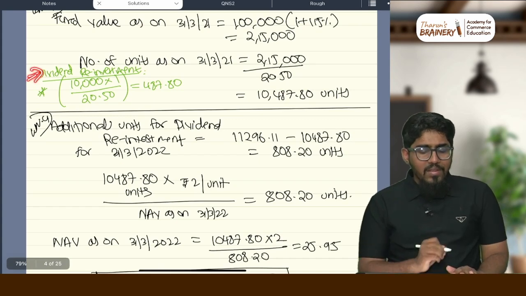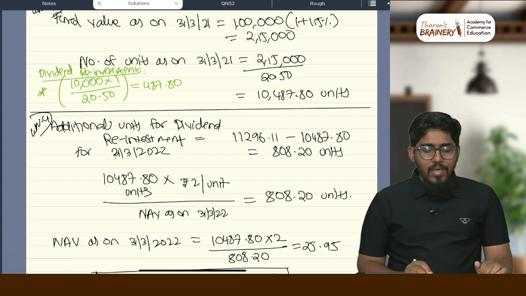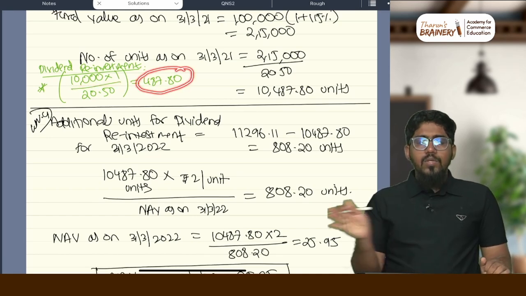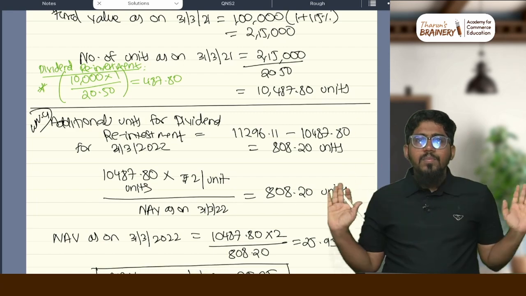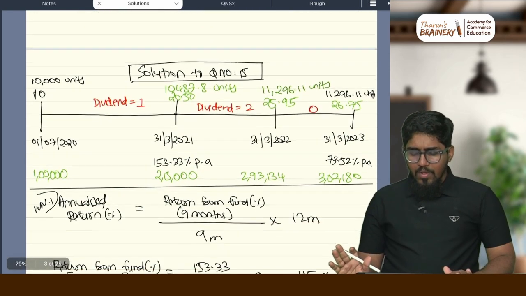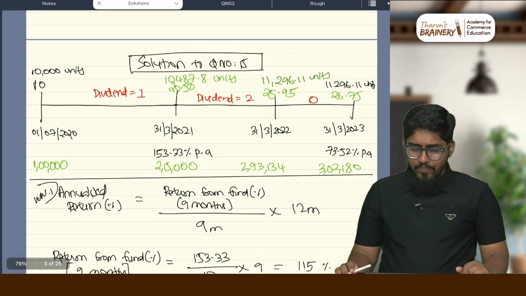So this is my dividend reinvestment. This is an assumption, I'm just showing you. So 10,000 rupees is my dividend divided by 20.50, so 487.80 units have been added. This much clarity you should be having. Are you all with me? Super. Now, sir, next.